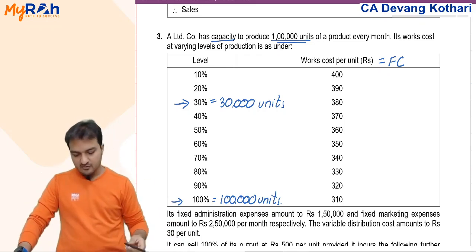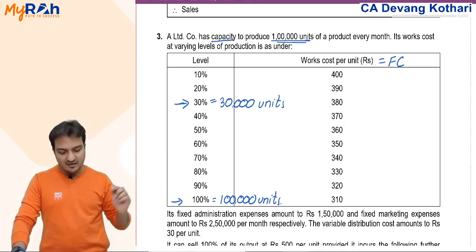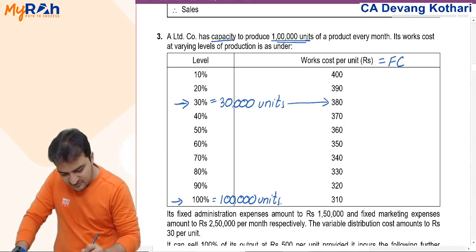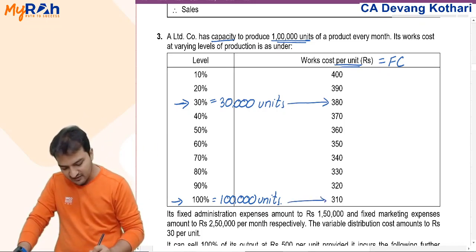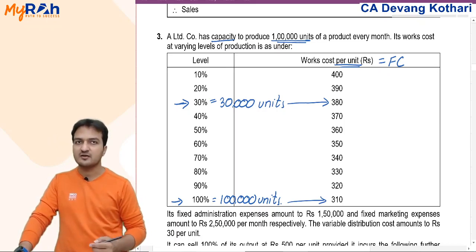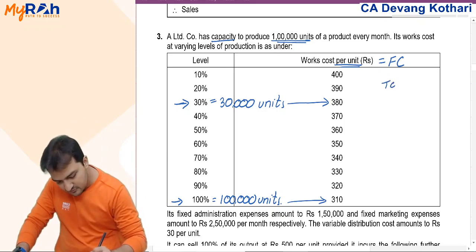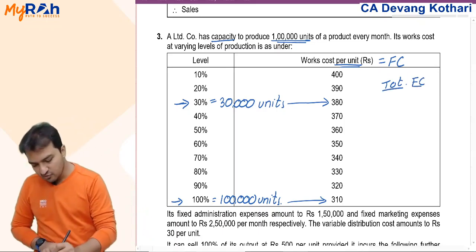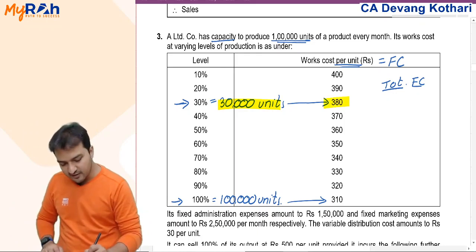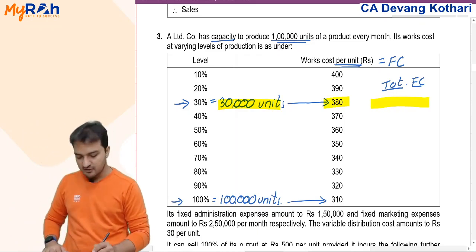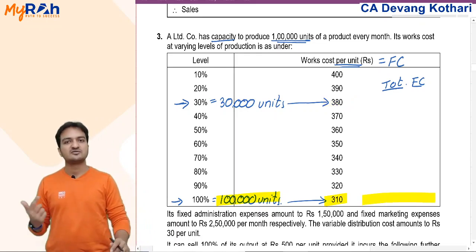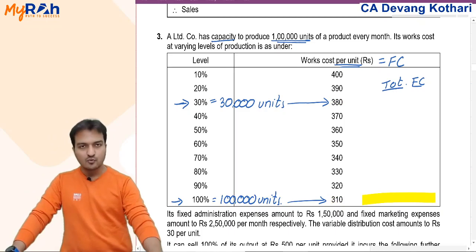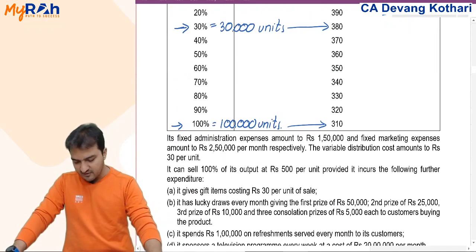So they have given various different production levels and the factory cost per unit at each of those levels. Using that, you can identify the total factory cost. My total factory cost will be 30,000 units into 380 per unit, which gives you the total FC here. Or 1 lakh units into 310 will give you the total FC for the 1 lakh units production level. Anyways, that was the only new thing here.